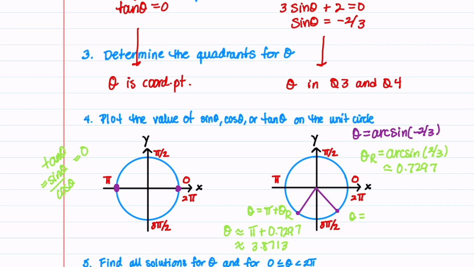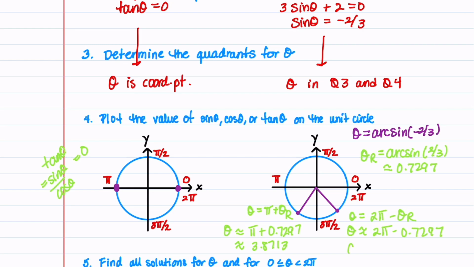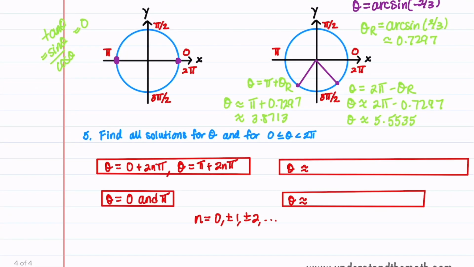In our fourth quadrant, theta is going to be 2 pi minus theta sub r. So theta is approximately 2 pi minus 0.7297, and this gives us theta is approximately 5.5535.